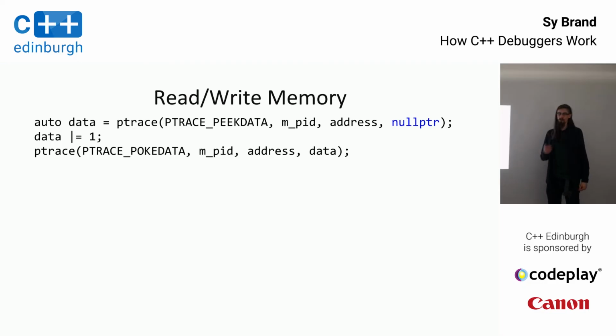If you want to read and write memory, you can also do this fairly simply. You can call peekdata, you can OR it with 1 to set the first bit, and then write it back in. Can anyone see any issues with this? Like if I'm wanting to set a large region of memory?